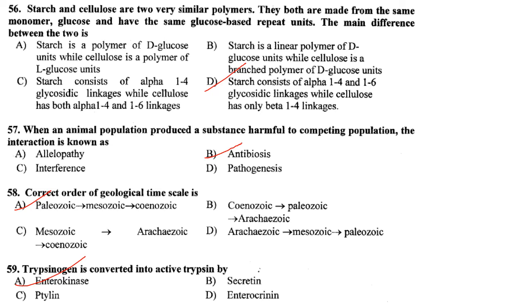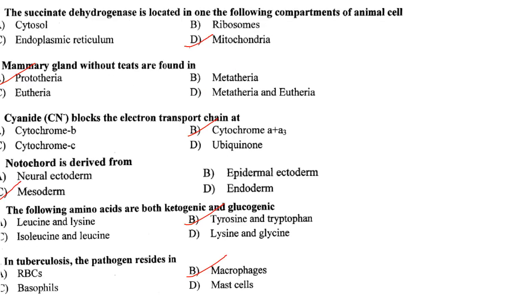The next one, the correct order of the geological time scale: Paleozoic, Mesozoic, Cenozoic. Answer is option A. Trypsinogen is converted into active trypsin by enterokinase. Answer is option A. Then, succinate dehydrogenase is located in one of the following compartments of the animal cell. It is located in the mitochondria, in the inner mitochondrial membrane. So the answer is option D.